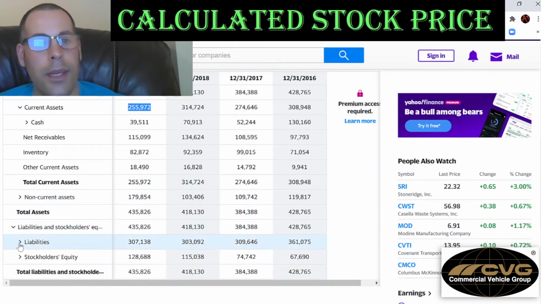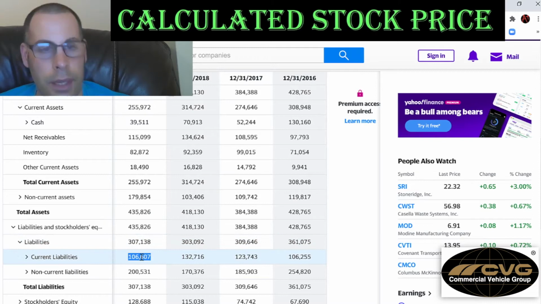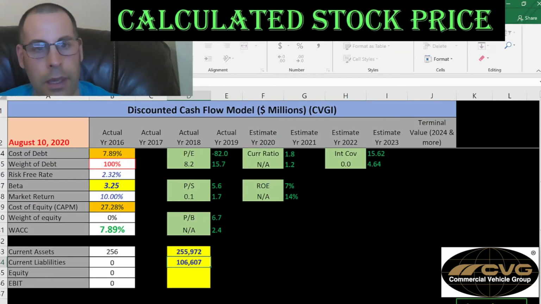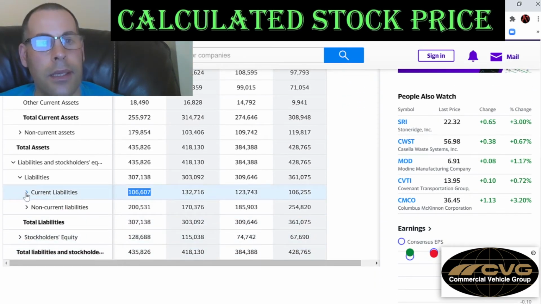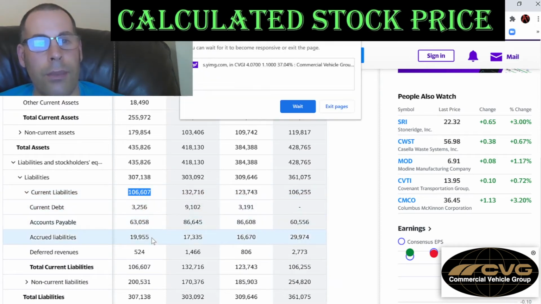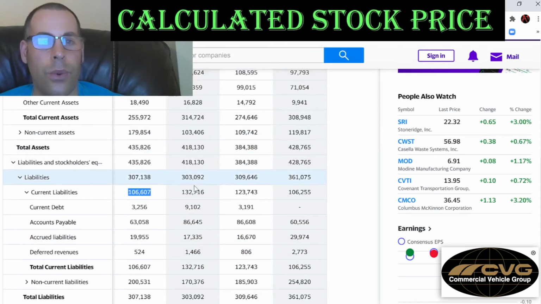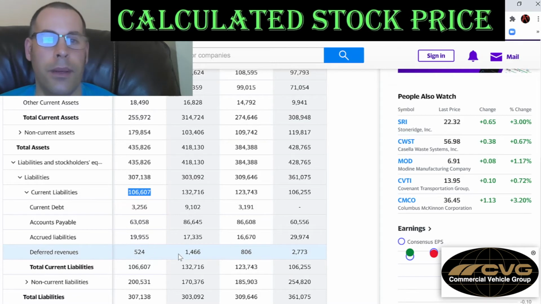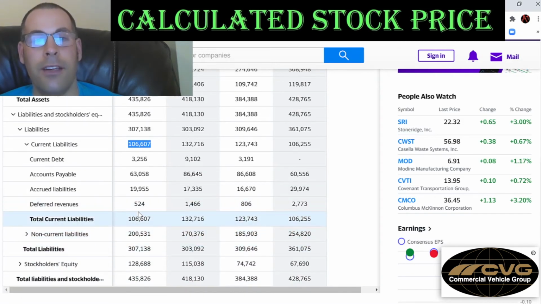Let's get the current liabilities. That's also part of the current ratio. 106 million. Let's see what that is. Current debt of 3.3 million. 63 million of accounts payable. 20 million of accrued liabilities. Accrued liabilities are expenses the company incurs but hasn't yet paid. Payroll and payroll taxes are a common type of accrued liability. Deferred revenue of $524,000. This is income the company received but it has not yet delivered a product yet.